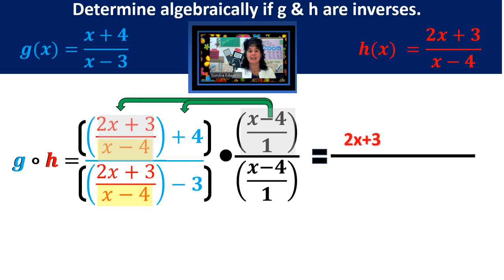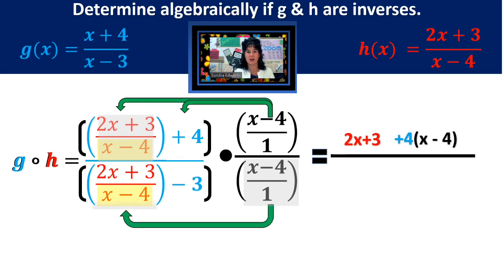Okay, next, I'm going to distribute x minus 4 over 1 to the plus 4. When I multiply 4 times x minus 4 over 1, that's the same as 4 times x minus 4. So notice here, when I multiply it to the 4, I'm going to get plus 4 times x minus 4. All right, on to the denominator. I need to distribute this x minus 4 to each piece in the denominator.